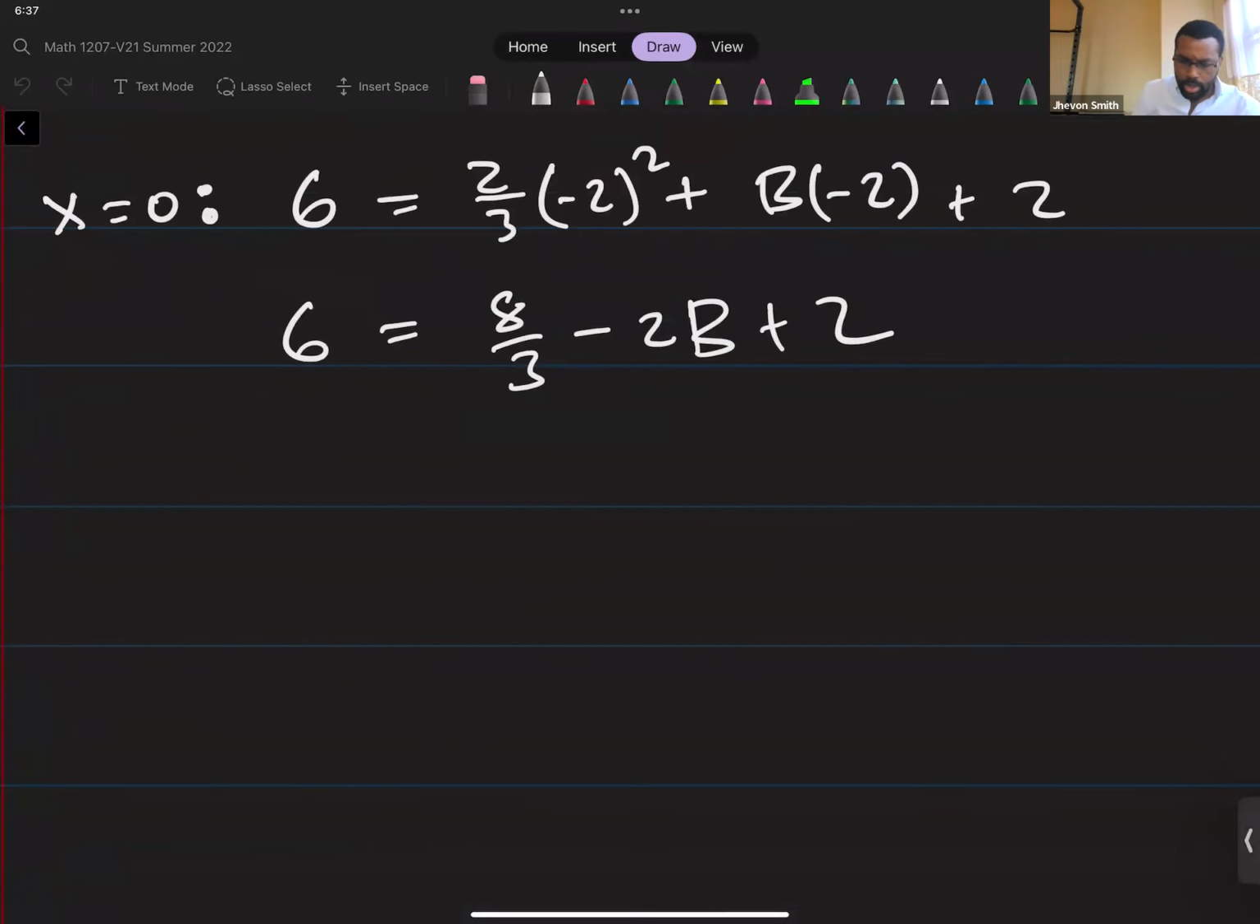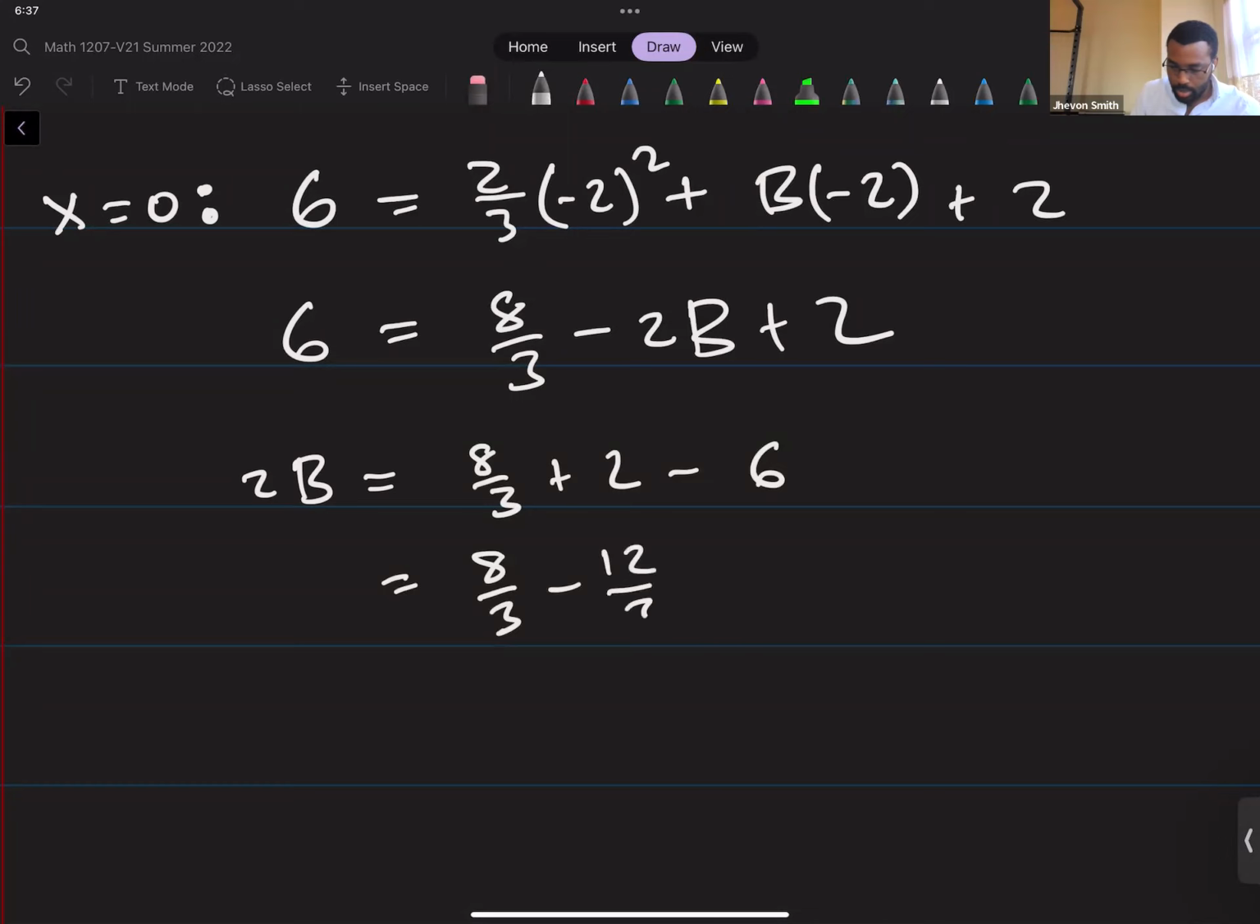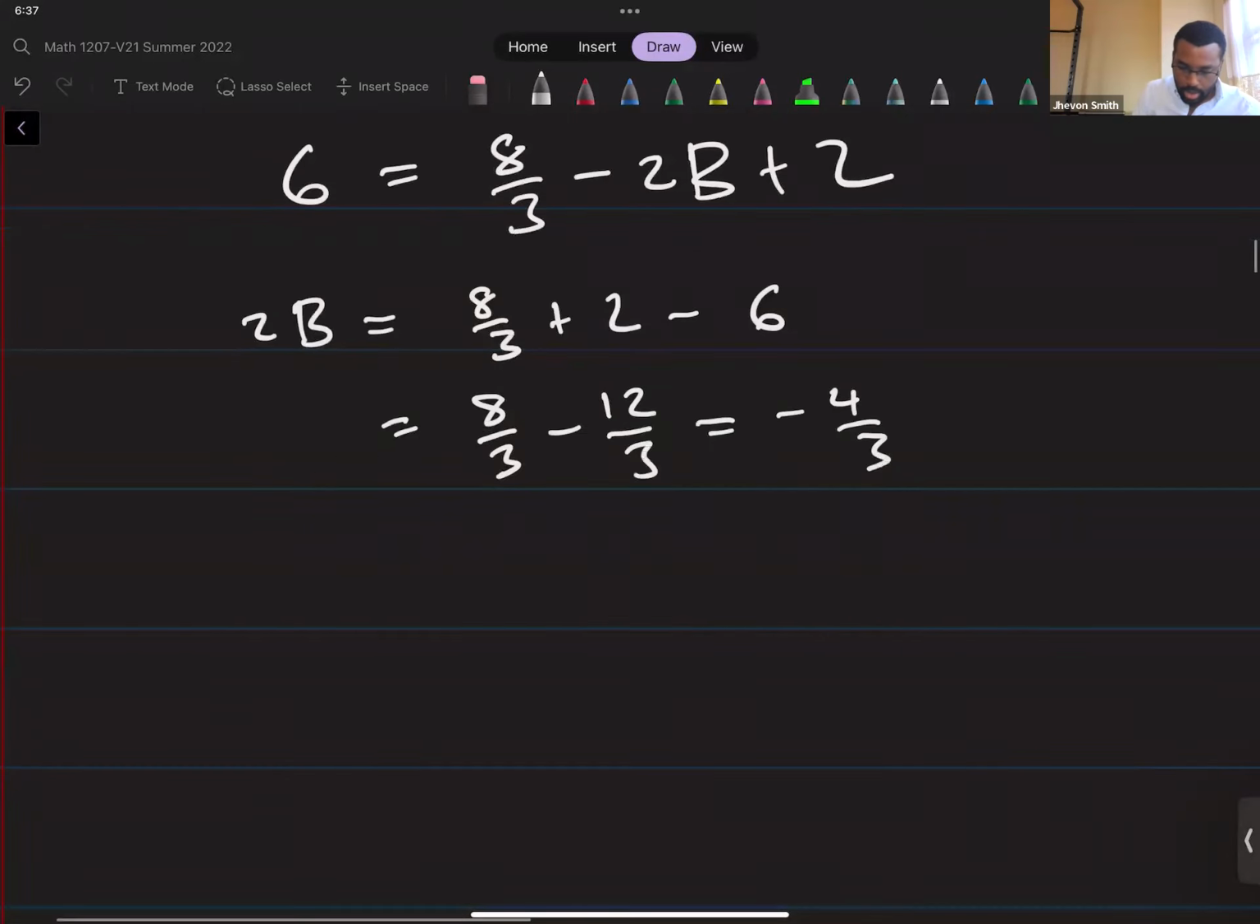So here you would have, say, 2b would be equal to 8/3 plus 2 minus 6. Well, 4 is going to be like 12 over 3. So that's going to be minus 4/3. And so your b is going to be minus 2/3.